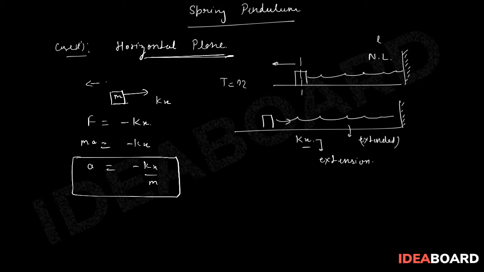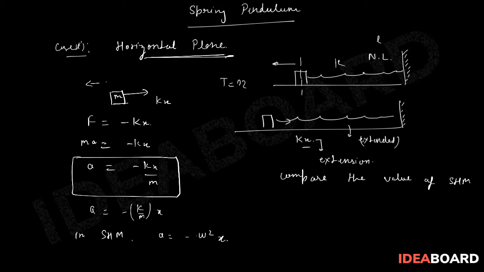Now we can clearly see this is a is equal to minus k by m into x. We know that in SHM acceleration is minus omega square x. So we can compare the two values of SHM, where k is nothing else, spring constant, right? So if you compare that, then omega square will be equal to k by m. So we got omega is equal to under root of k by m, and from here we can also calculate the value of time period.